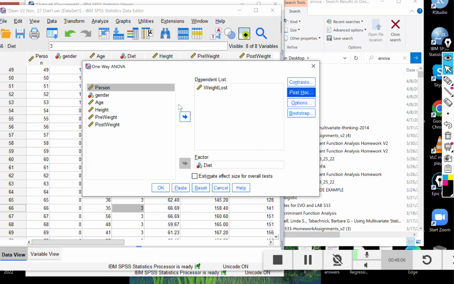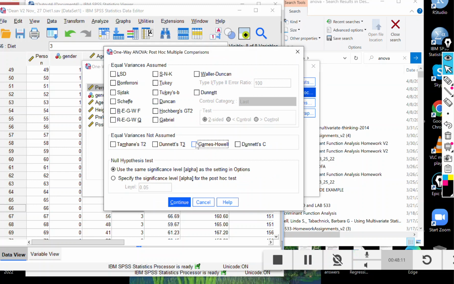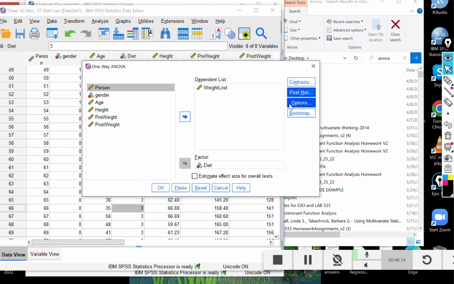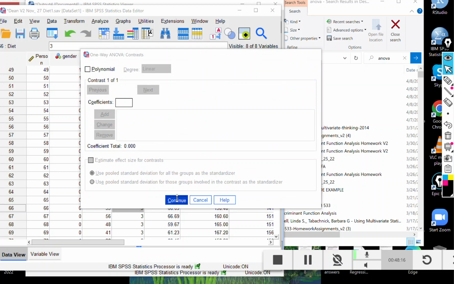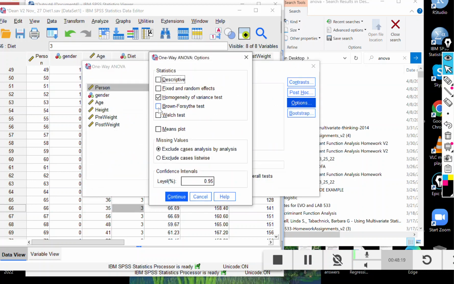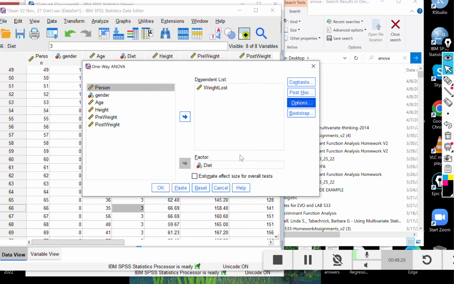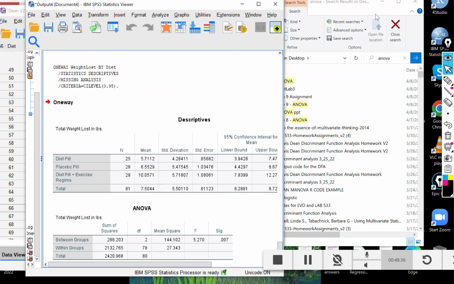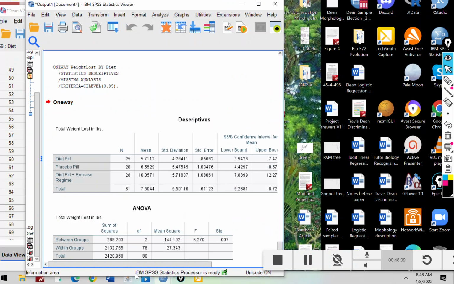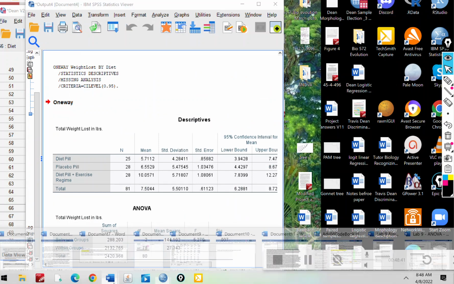All right, so let's go to the main analysis first. I'm going to not check this off because we don't need this right now. The main analysis, we don't need anything there. In contrast, we don't need to check that off. I don't think we need to script this, but I'll put that in there just in case. And then I'm just going to push OK because we have the dependent variable right here, weight loss, and the independent variable right here. I'm going to press OK. And what we should see here, give me a second.